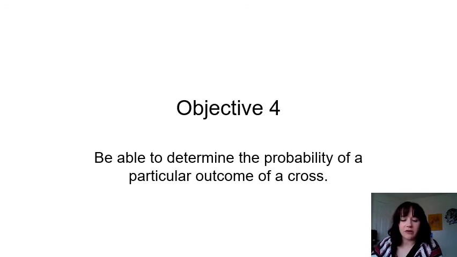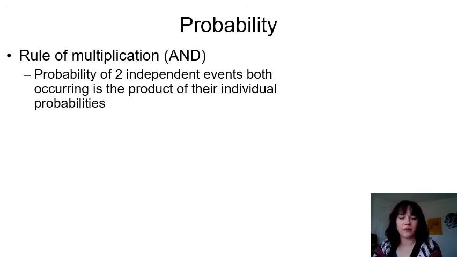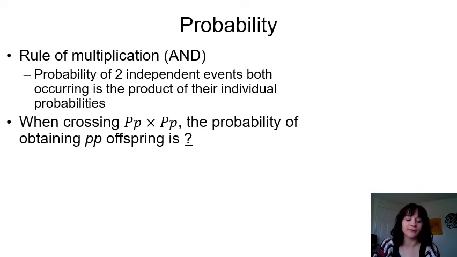All right, so let's talk about probability. Probability allows us, using these math rules, to determine the likelihood of different traits appearing in offspring. So the first rule we're going to talk about is the rule of multiplication. Right? This is the probability of two independent events both occurring. To determine that, it's the product of their individual probabilities. You're thinking, oh my gosh, this is so boring, right? So let's look at an actual example.